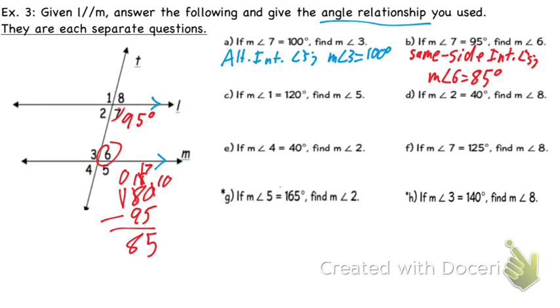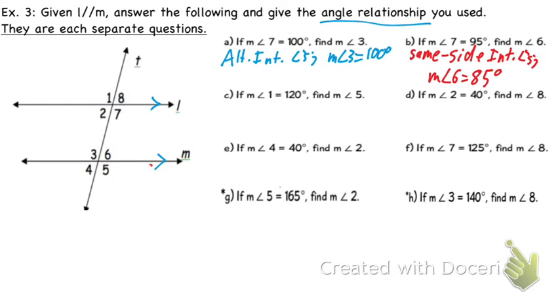Okay, let's look at letter C. Measure of angle 1 is equal to 120 degrees. What's the measure of angle 5? Okay, raise your hand if you can tell me what type of angle relationship they have between angle 1 and angle 5. This is our first step every time. What type of angles are these? Okay, now what do we know about them?